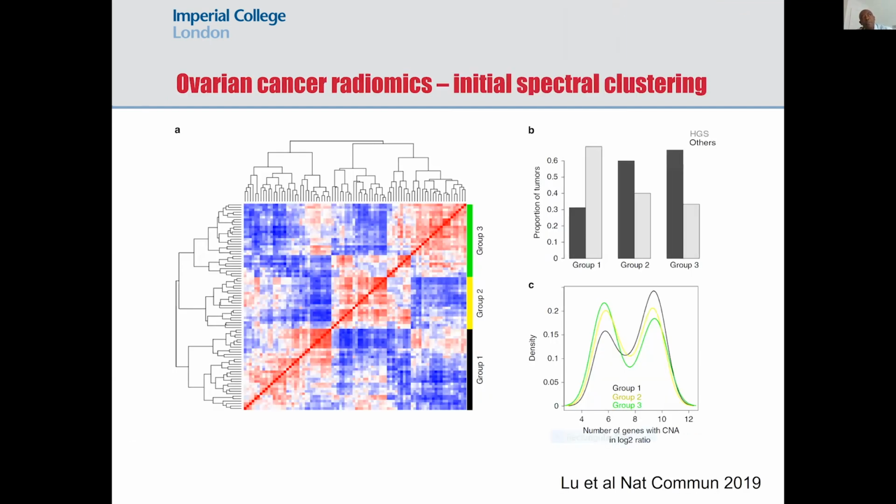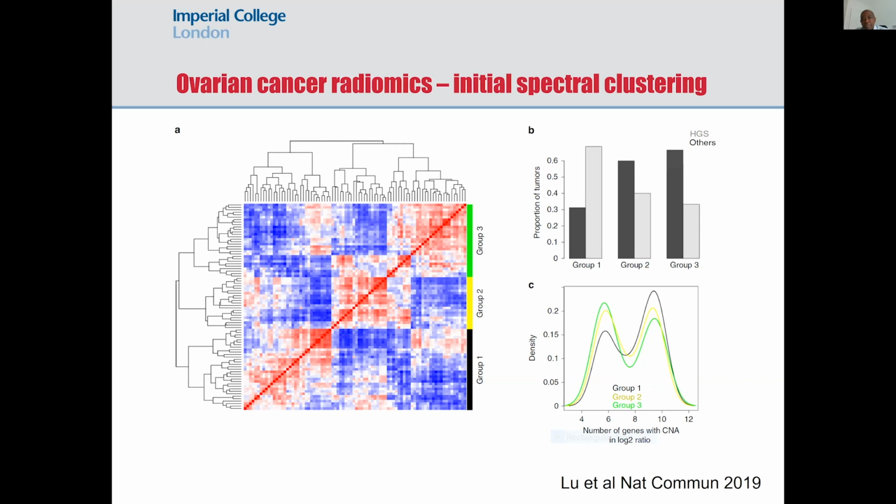And I want to talk through our approach to this. And I think in this case, we had tried to understand the data. And so we initially just did some simple spectral clustering to try and group the data by comparing each patient's radiomic features. And the data clustered into three clusters. And cluster one, or group one, was the high-grade serous group. And that was correlated with copy number aberrations and also poor progression-free survival.